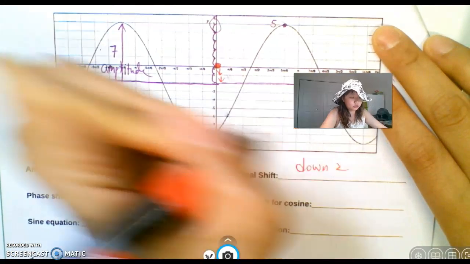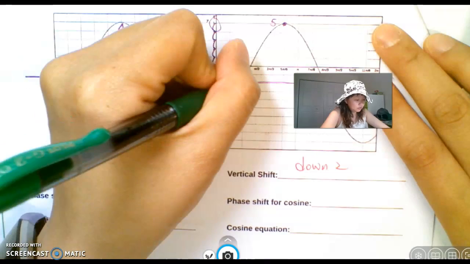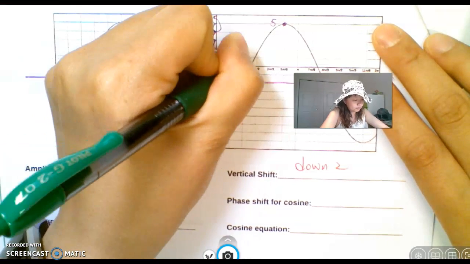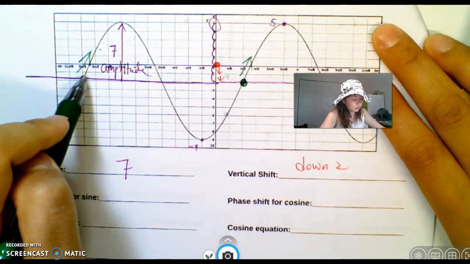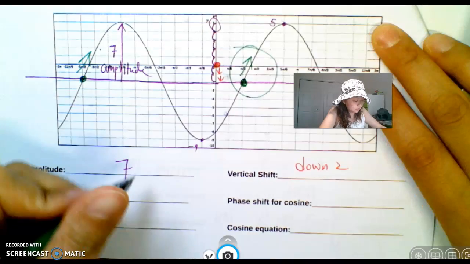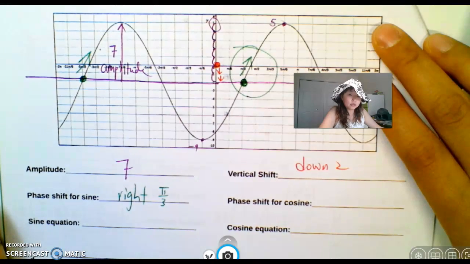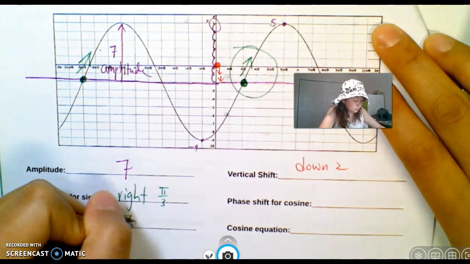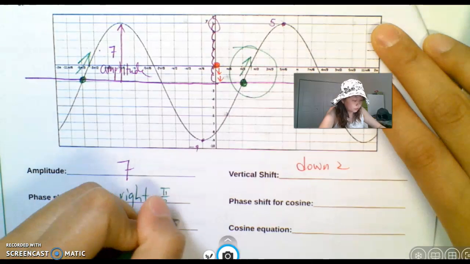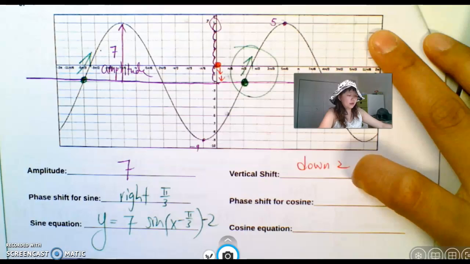Down 2. Cool? Phase shift for sine. For sine, you find the point on the middle line that starts going up, either this or that. I'm going to go for the right, pi over 3, because it says pi over 3 right there. So it'll be y equals amplitude sine, right means subtract, down means subtract. Good? Alright.